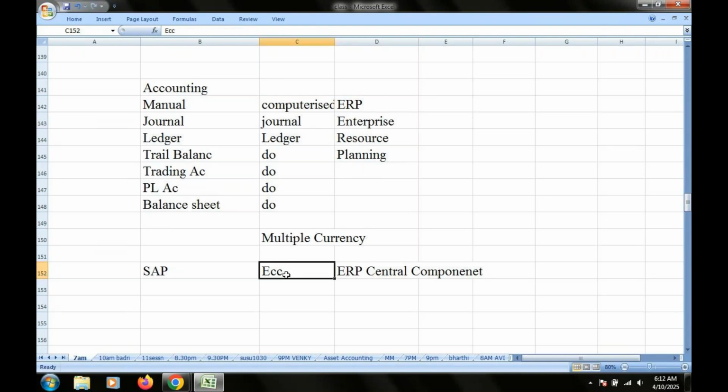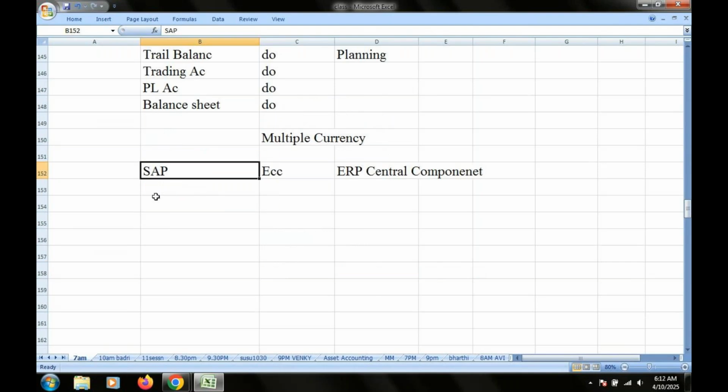The ERP works within the company and accepts only one currency. But with SAP, once we use the ECC server, it accepts all the international standard configurations and all the multiple currencies. That is the biggest advantage of why we are learning SAP.